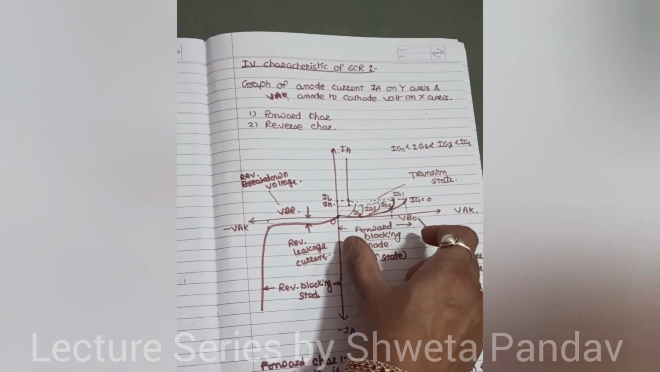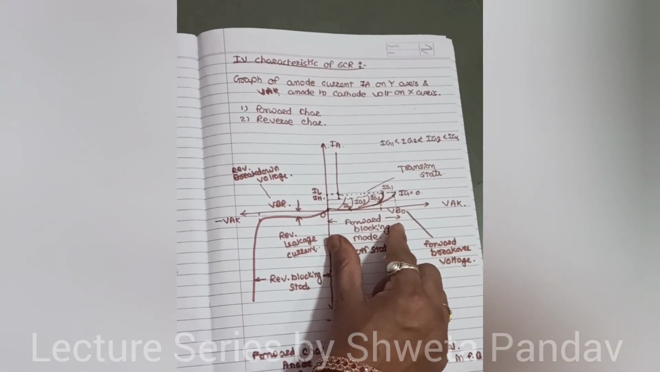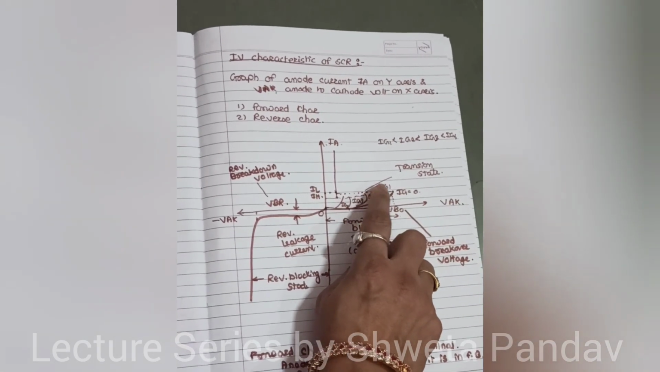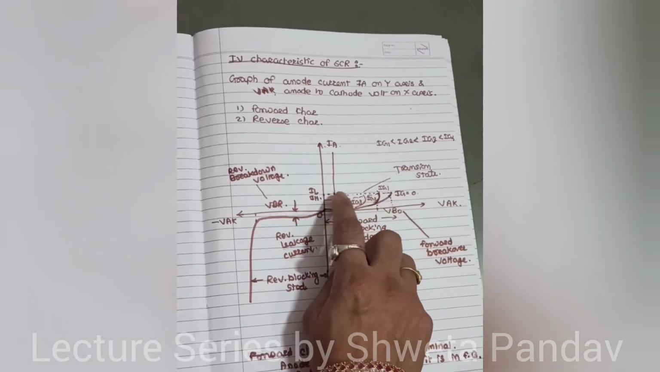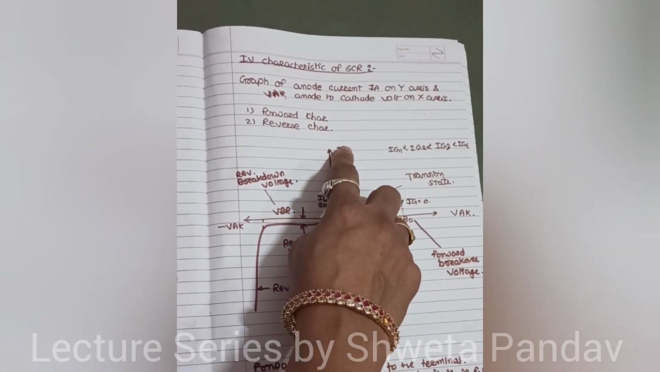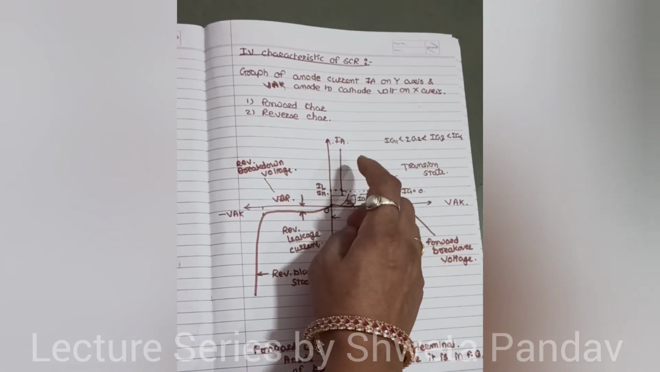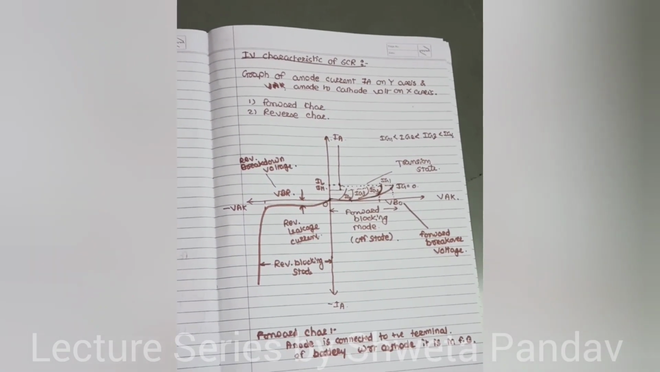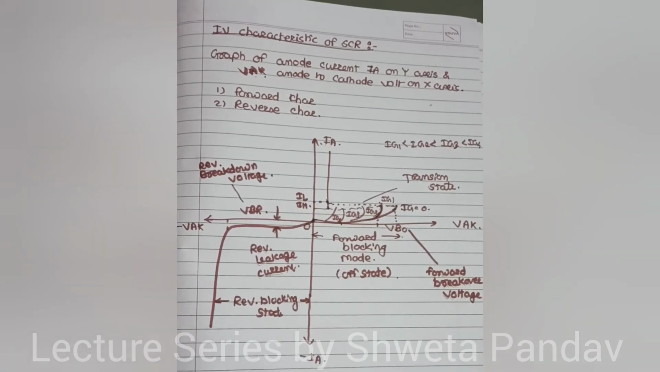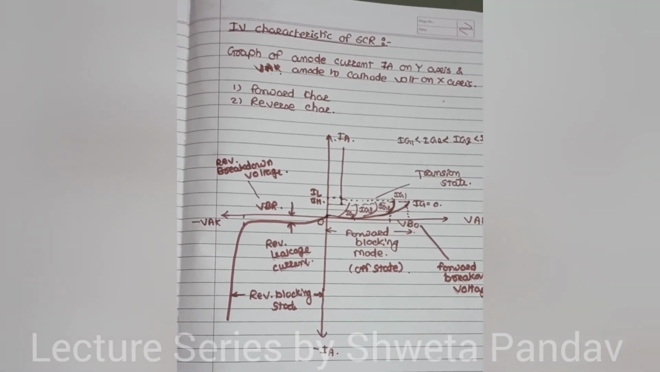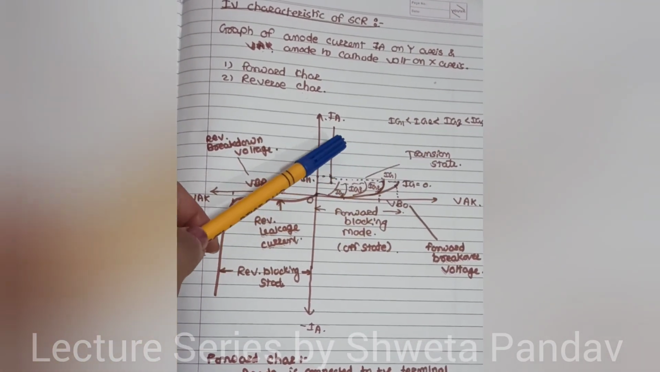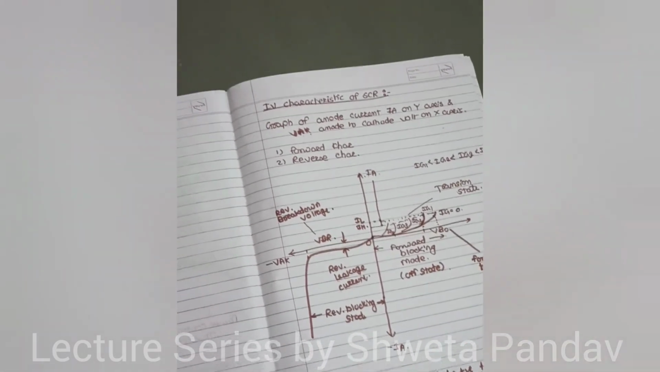The state at which the anode current increases with very small step is called as forward blocking mode, and the second mode is called as transition mode, when the current increases sharply. After this point the SCR remains turned on, and this is called as on state. So the forward characteristic is divided into three steps: first is forward blocking mode, second stage is transition mode, and third one is called as on state mode.